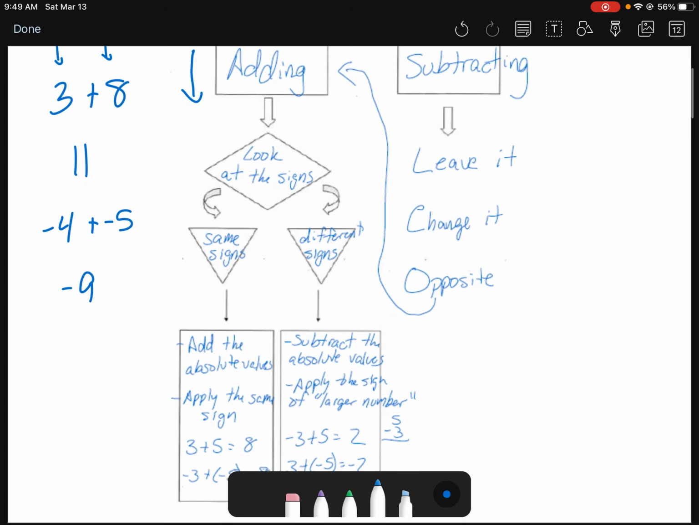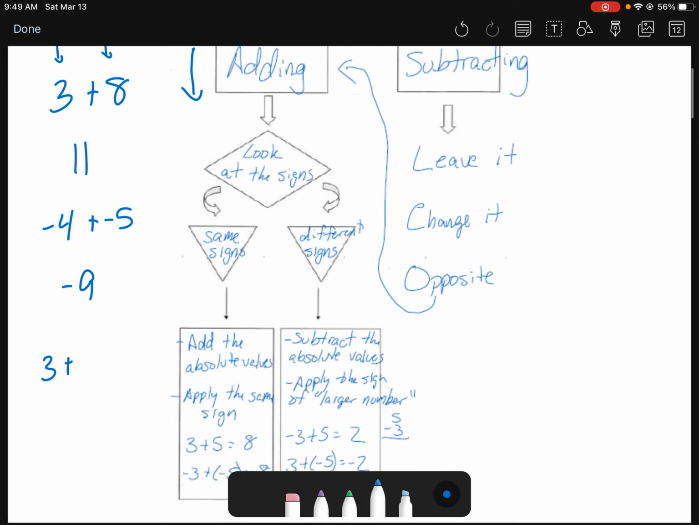Now what if I was adding two numbers, for example like 3 and negative 4, and I have different signs? Then I'll go ahead and follow this track right here, where it says I need to subtract the absolute values. So 4 minus 3 is 1, and then I need to apply the sign of the larger number. So in this case, 4 is the larger number. Because it is negative, my answer is negative 1.